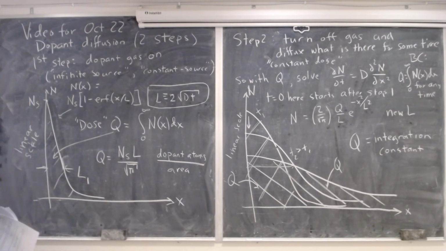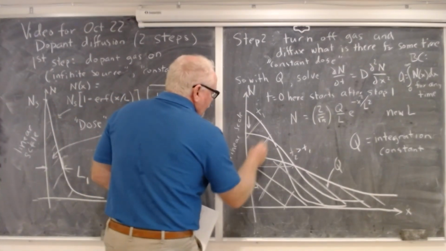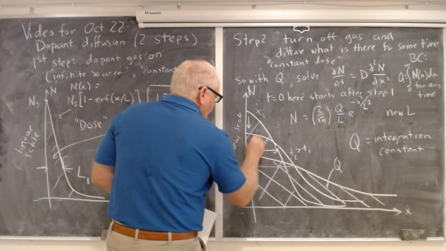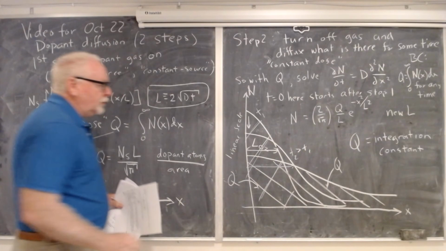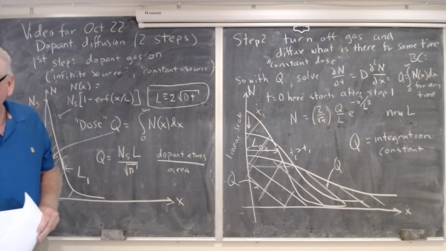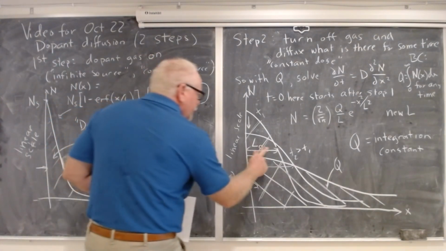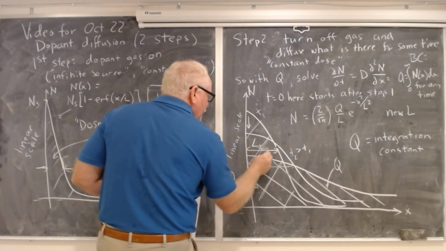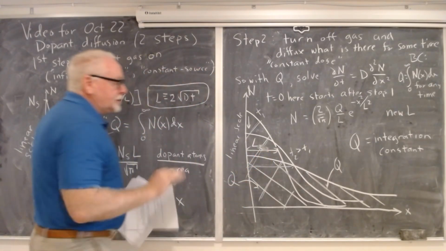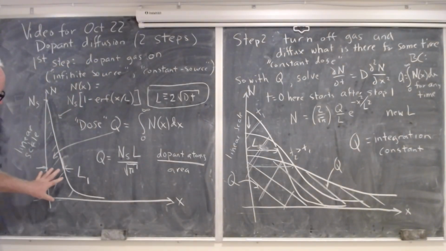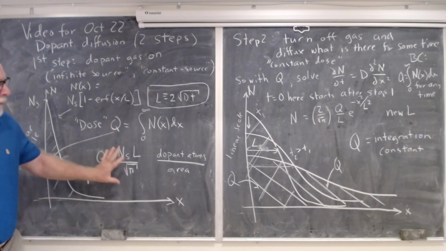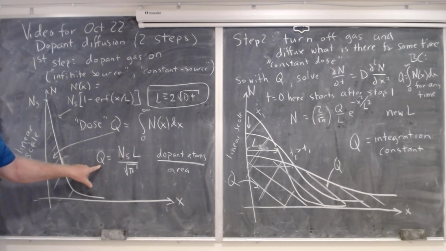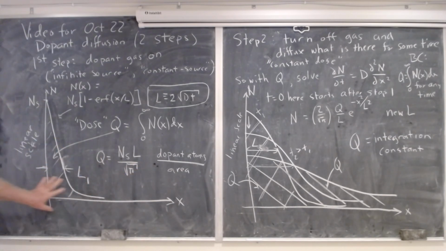The idea is that over here this is L from step 1, and then you have to start with an L for step 2. Let me just write L. So you do this step, you get a certain Q. There's an L1 associated with that, and you just forget about that. I'm done with that. I got my Q. All I really care about from this step is what is the dose that I put in? What are the dopant atoms per unit area I put in?